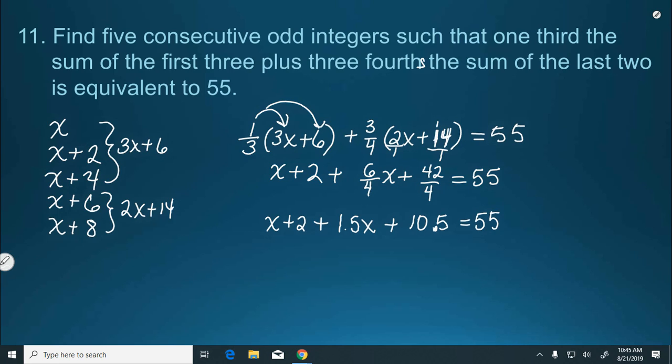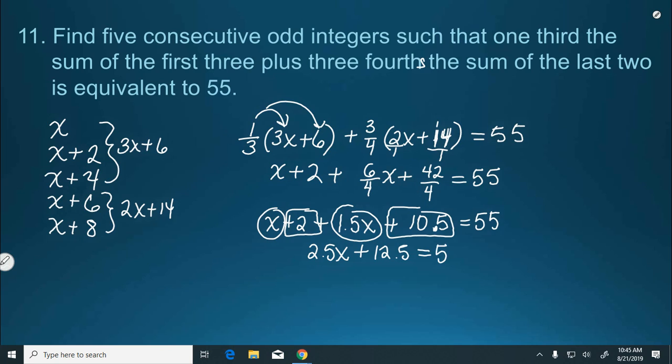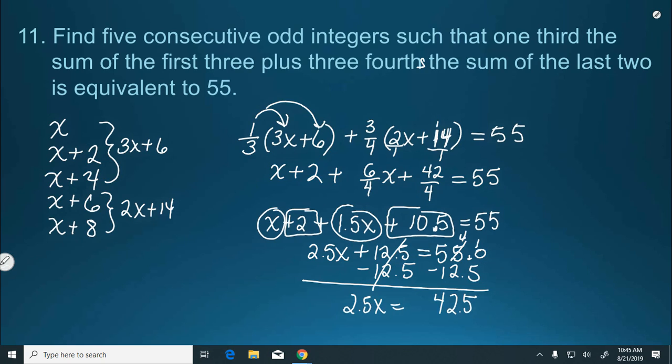Now I want to combine like terms. So we have x and 1.5x is 2.5x. Then 2 and 10.5 is 12.5 equals 55. Now I can subtract 12.5 from both sides. So I get 2.5x equals, have to borrow from the 5, I get a 4. 10 minus 5 is 5. 4 minus 2 is 2. 5 minus 1 is 4. So it's 42.5.